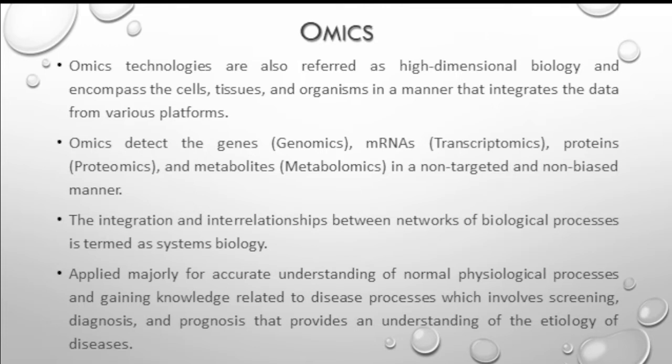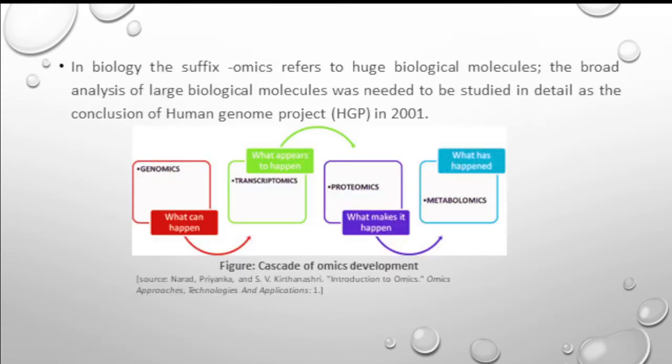Applied majorly for accurate understanding of normal physiological processes and gaining knowledge related to disease processes, which involve screening, diagnosis, and prognosis that provides an understanding of the etiology of disease. So omics are basically utilized for the holistic understanding of the various processes occurring in the body. In biology, the suffix omics refers to huge biological molecules. The broad analysis of large biological molecules was needed to be studied in detail as a conclusion of the Human Genome Project in 2001.